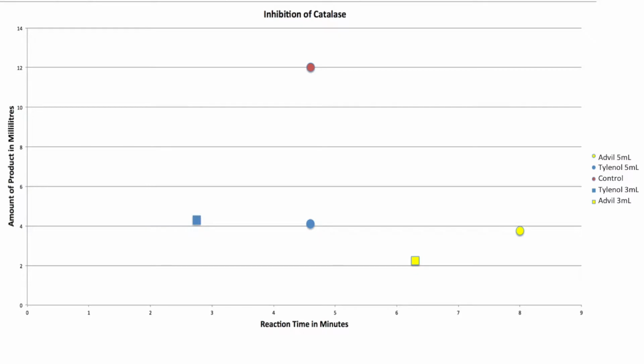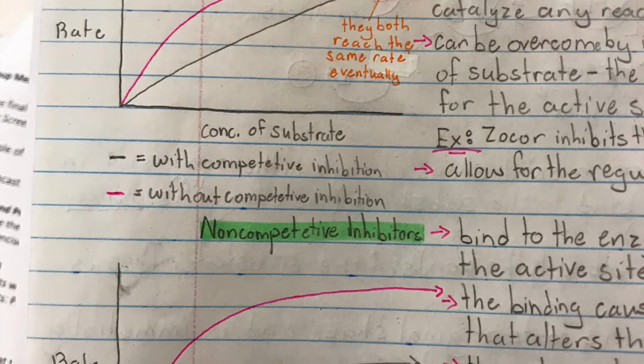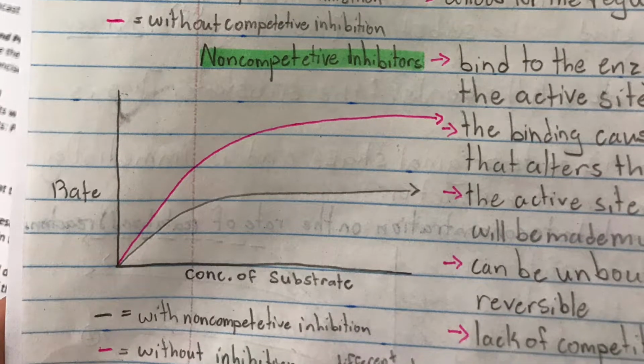Since the control produced much more product than the test cases, we concluded that both Advil and Tylenol were inhibiting the catalase, which proved our hypothesis to be incorrect. Because our graph showed that neither inhibitor was able to produce the same amount of product as the control, both Advil and Tylenol must be non-competitive inhibitors. We determined this by comparing our results to the graphs provided in class.